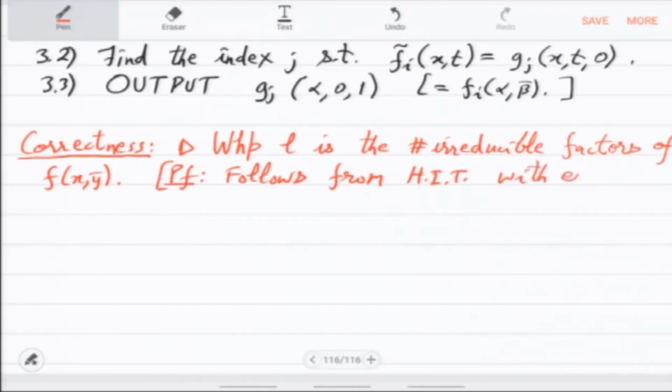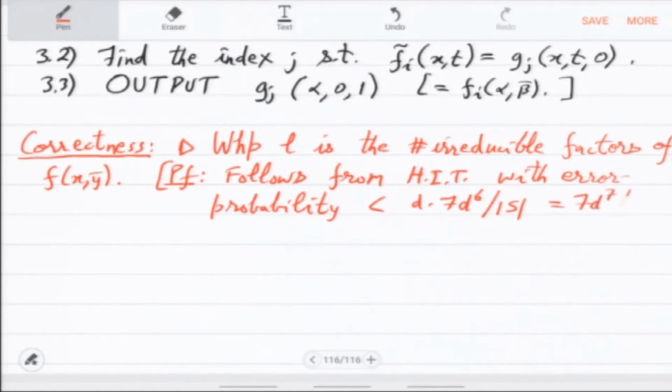And what is the probability? So with error probability, you get 7d^6 by s for one irreducible factor, and there may be maximum d irreducible factors, so you have to multiply it by d. That's the error. That is why we need slightly larger s. So this 7d^7 by s is the error probability.